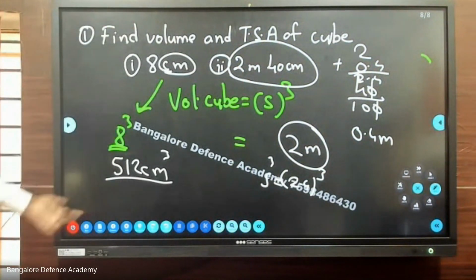6 into side square. So 6 into 64 in this case. Easy? Did both of you get it? Did everyone get it?